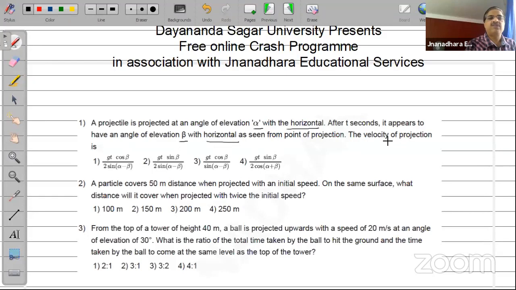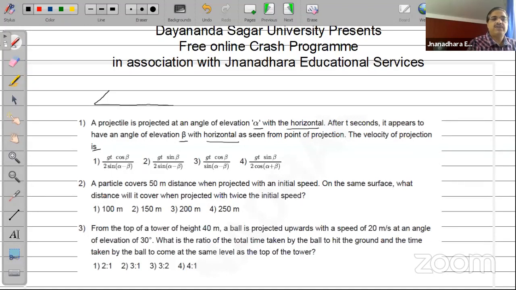The velocity of the projectile is. Okay, a nice question. I have to find out what is the velocity of the projection for this particular case. Nice question. Let's see how to work this out. What is it that I have to find out? I hope the diagram will be clear to you all.